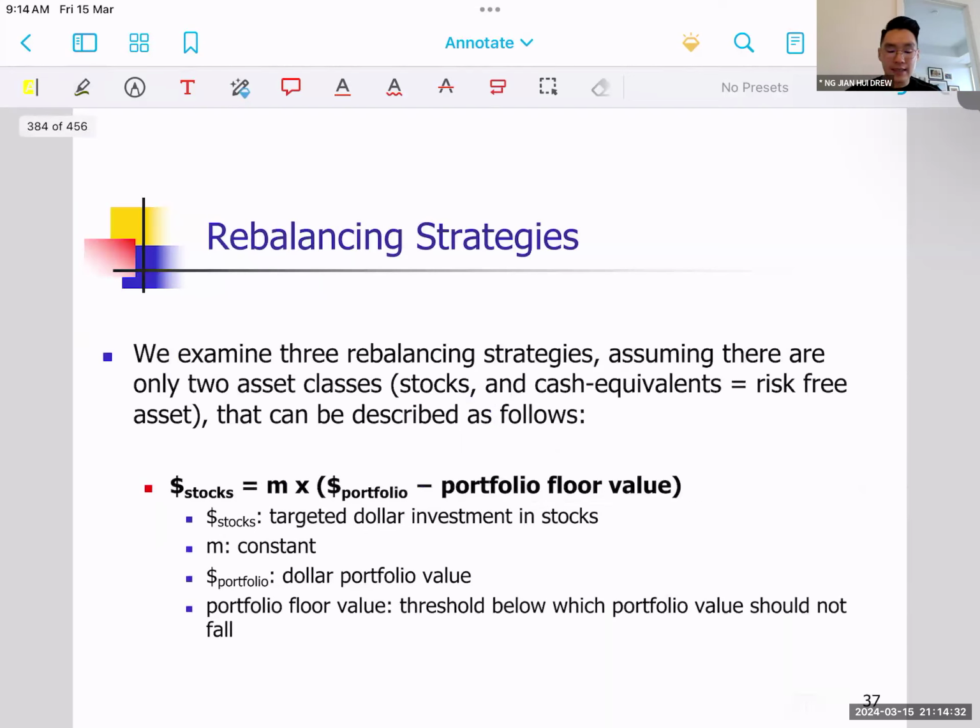Okay, so let's look at some strategies of rebalancing now. So we are examining three different strategies of rebalancing. And let's try to understand this equation here, right? So what's happening here? The stock value here is equal to a constant. So we'll see what the constant means. The constant can be a few numbers based on the three different rebalancing strategies, right? Times the portfolio minus the floor of the portfolio.